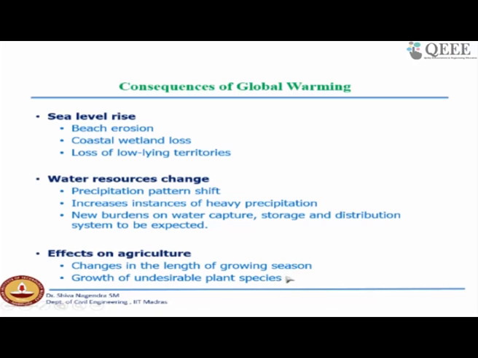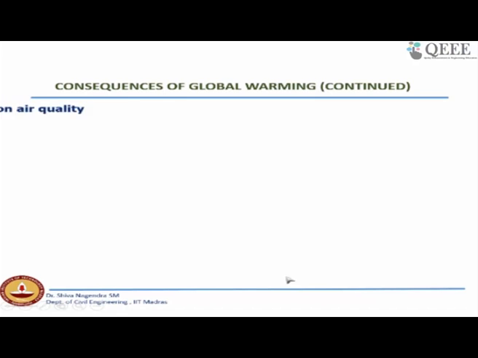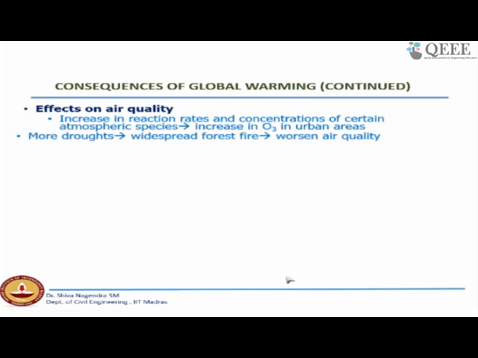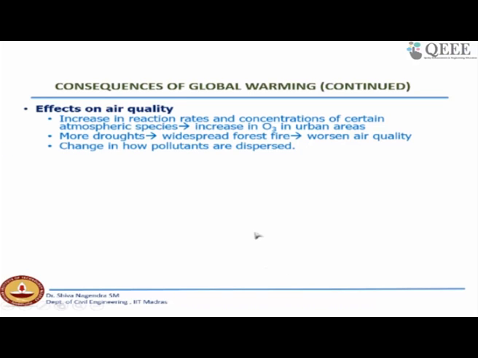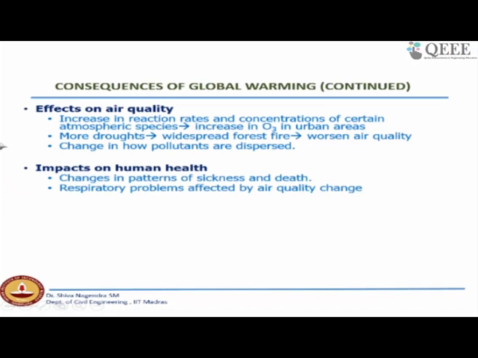These are all some things that can be related to global warming. Now, we would also like to bring your attention to how climate change can be linked to air quality. An increase in reaction rate and concentration of certain atmospheric species can happen because of change in temperature. For example, ozone formation can increase with increase in urban warming. So more droughts and widespread forest fires worsen air quality.